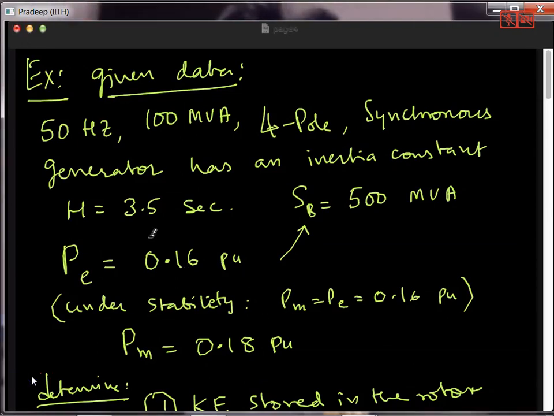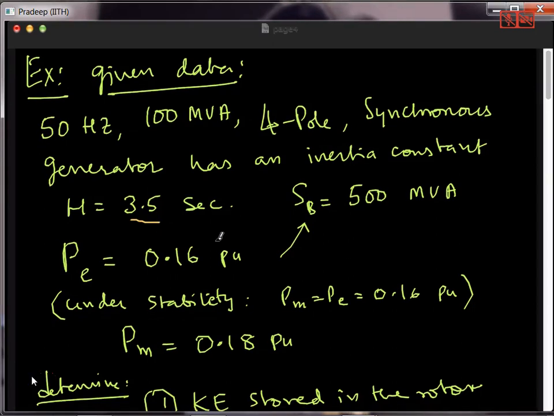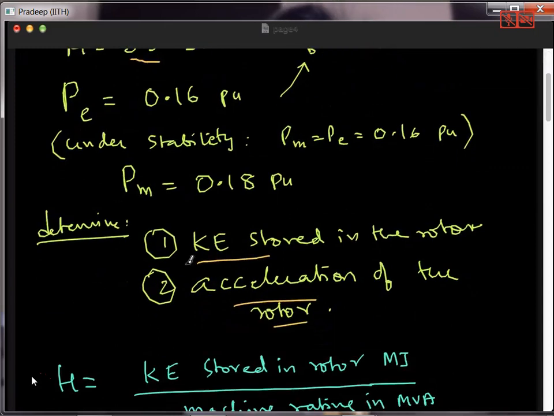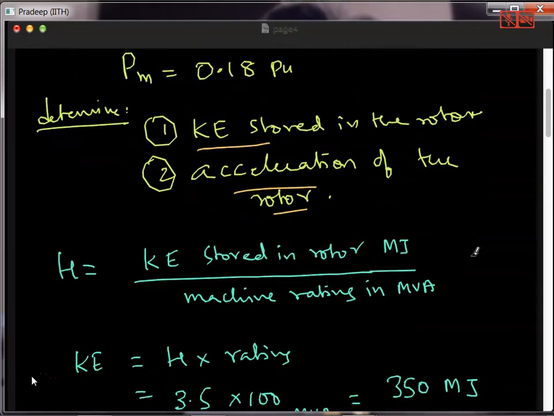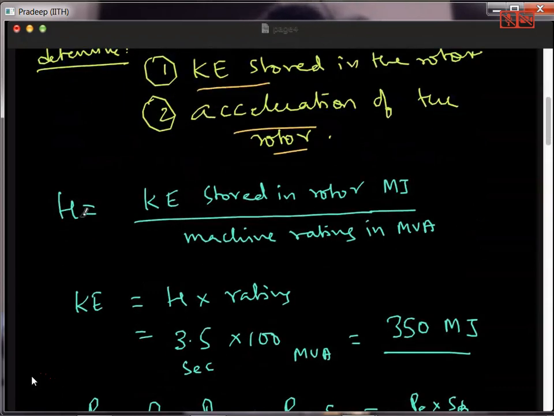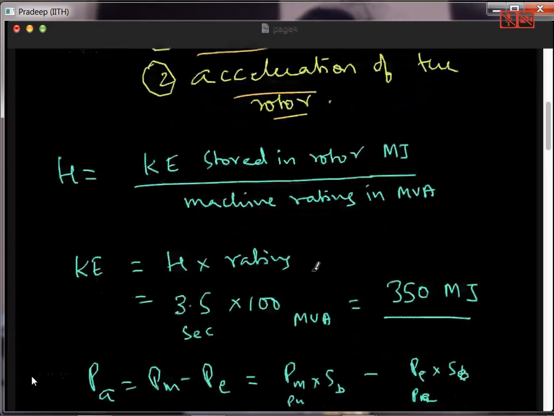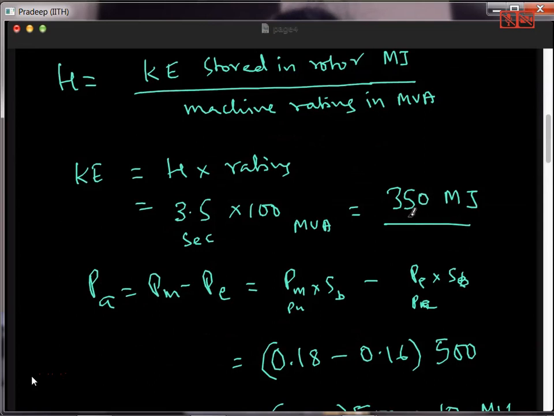The main thing in this problem is how to handle H. So H is given as 3.6 seconds, and the question asked is what is the kinetic energy stored in the rotor. The definition of H is kinetic energy stored in the rotor by machine rating. So H is given, machine rating is given, so I can find the kinetic energy stored in the rotor, 350 megajoules.